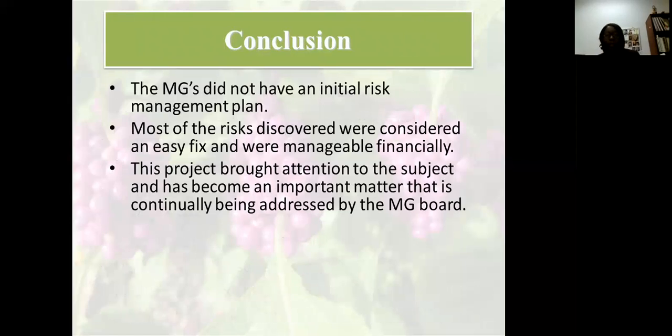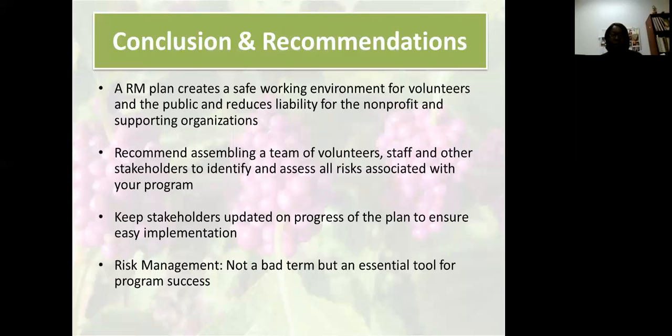So in conclusion, the Master Gardeners program here in Marion County, we didn't have an initial risk management plan. And most of the risks that we discovered that we had, they were an easy fix and they were manageable financially. And so this brought our attention to the subject of risk management, and it's something that is continually being addressed by our board and by our membership.